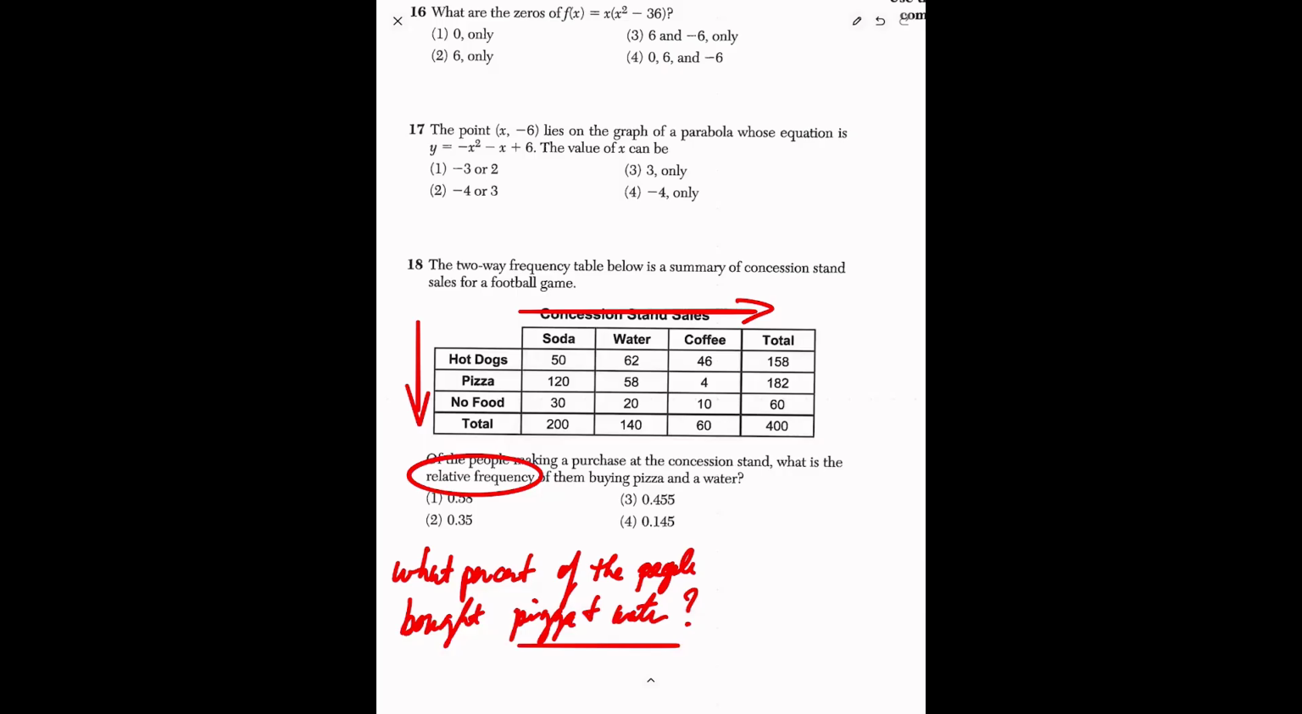And so you would have something like x over 100 equals, you have to find the pizza and water people, and then you would do the total, right? And that's what you would normally do. This is very similar, it's just the wording is a little different. So instead of saying what percent of the people, they're saying what's the relative frequency of the people who bought snacks, bought pizza and water. So you're basically going to set up the same thing.